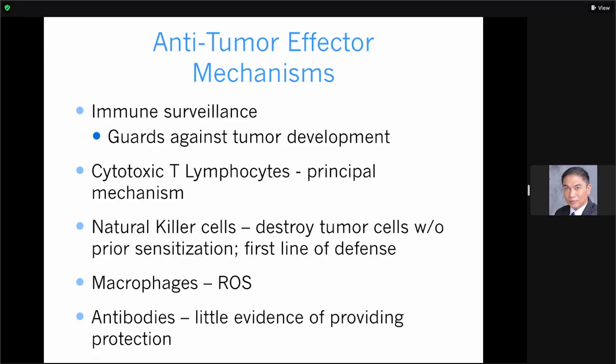They guard against tumor development. The principal cell is the cytotoxic T lymphocyte. First line of defense is our natural killer cells. They can destroy tumor cells without prior sensitization. Macrophages can also participate, and they do so by producing reactive oxygen species.